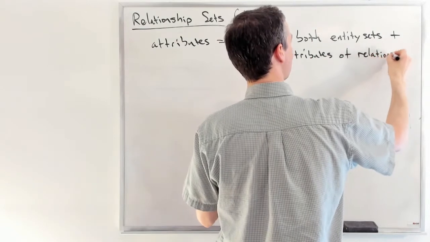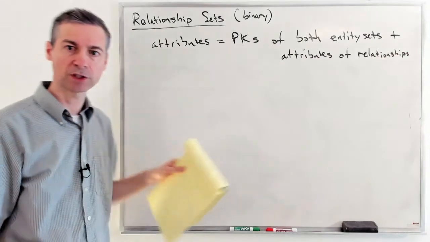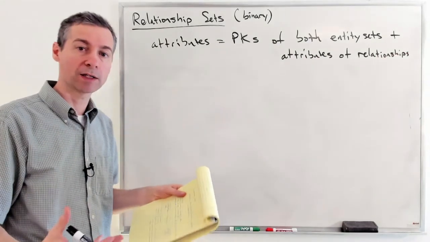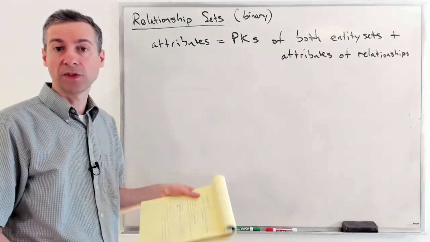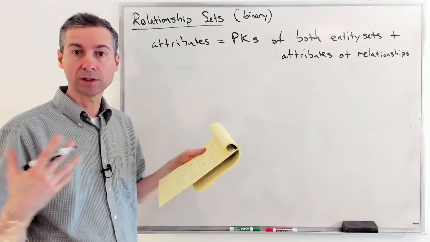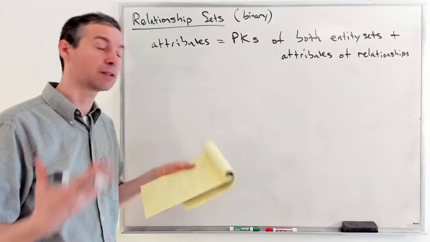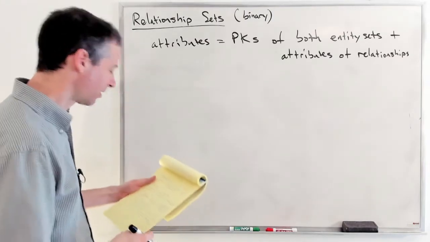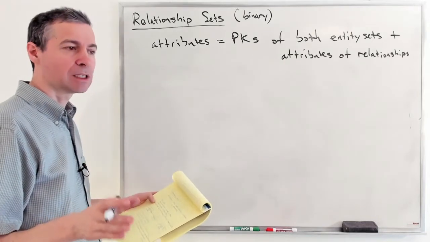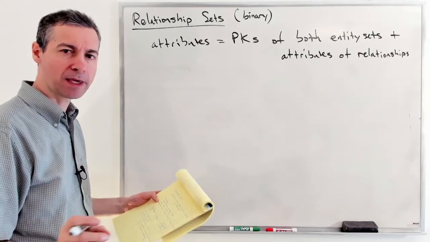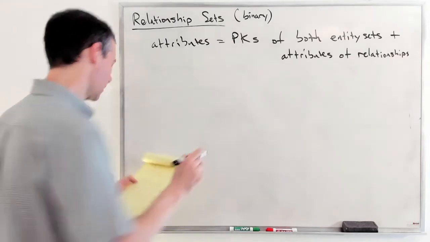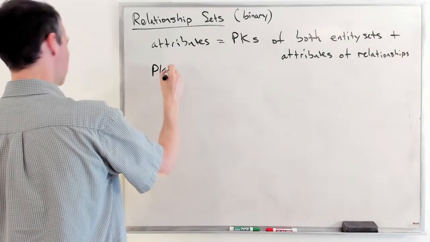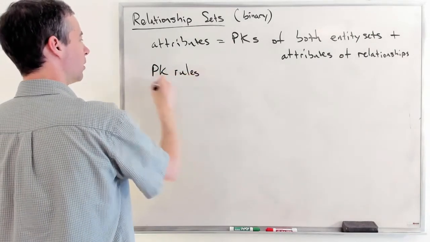Okay, so we're going to grab the primary keys from the entity sets that we're connecting with this relationship, plus any other attributes that we had on the relationship, and those become then the attributes of the relation for the relationship set. All right. But how do we pick the primary key of the relationship set? We have got some simple rules for determining it.